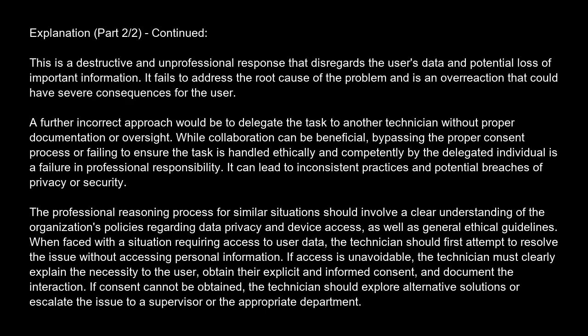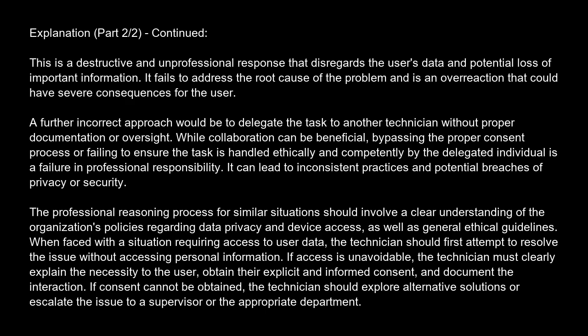A further incorrect approach would be to delegate the task to another technician without proper documentation or oversight. While collaboration can be beneficial, bypassing the proper consent process or failing to ensure the task is handled ethically and competently by the delegated individual is a failure in professional responsibility. It can lead to inconsistent practices and potential breaches of privacy or security. The professional reasoning process for similar situations should involve a clear understanding of the organization's policies regarding data privacy and device access, as well as general ethical guidelines.